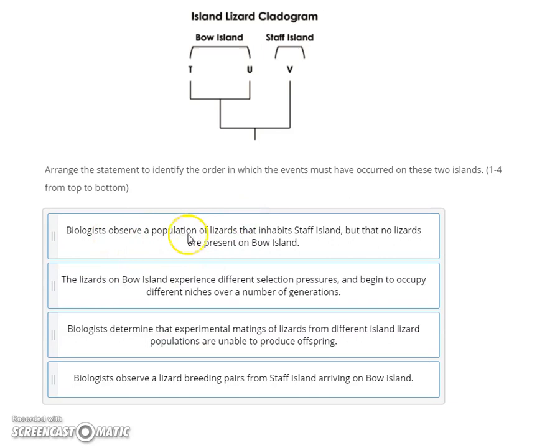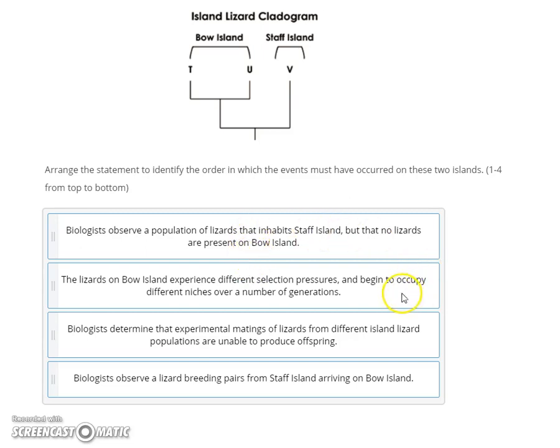Biologists observe a population of lizards on Staff Island, but that no lizards are at Bow Island. In order for this sort of evolutionary history to happen, we can't have no lizards at this island at a later point. It seems like we would definitely have them moving in and then making 2 different species there. So no lizards goes first.